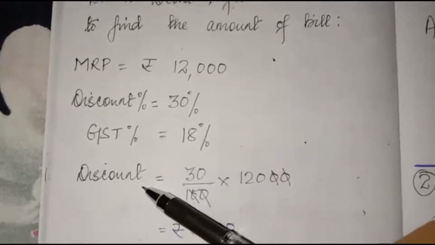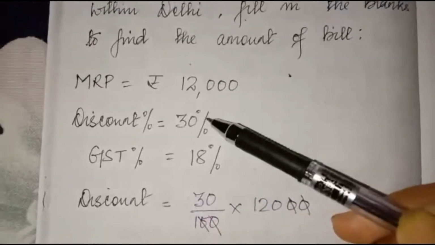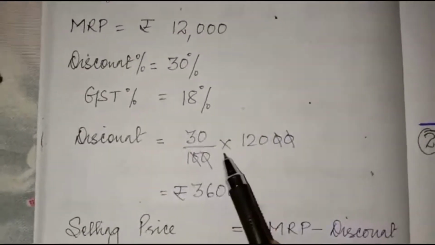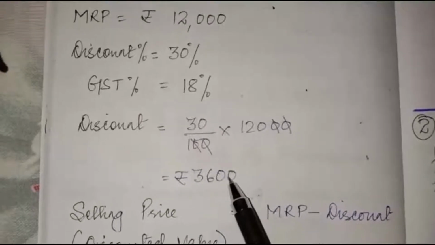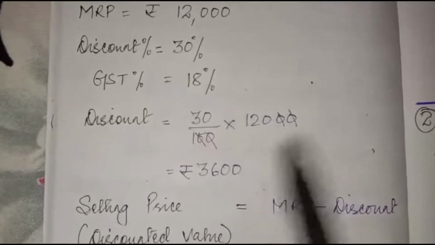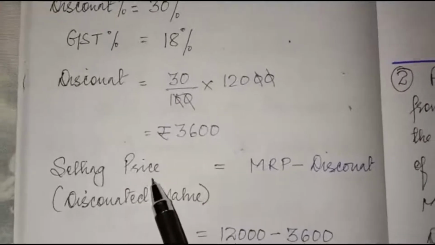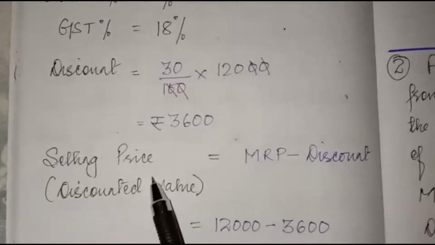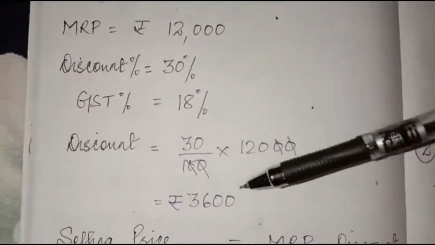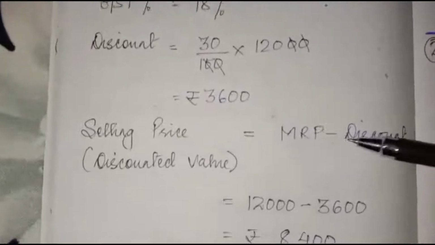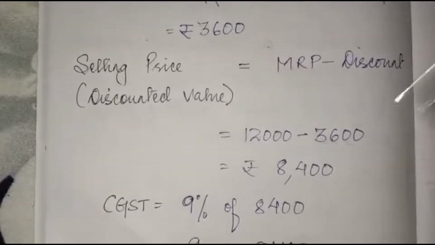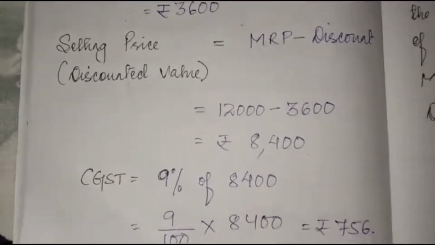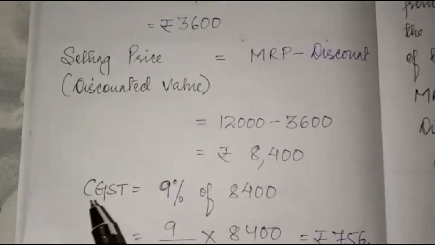So you have to find first the discount. Discount is given 30%. Discount is always calculated on MRP, no? So 30 by 100 into 12,000, which is 3,600. So discount is 3,600. Next you have to find the selling price, which is also called the discounted price, the price after getting the discount. To find the selling price you have to subtract this discount from MRP. So MRP minus discount, 12,000 minus 3,600, which is 8,400.